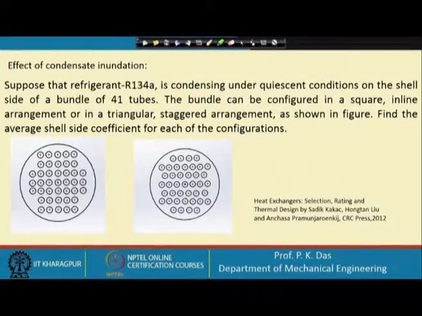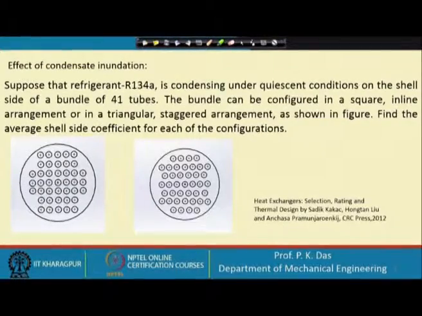bundle of 41 tubes. The bundle can be configured in a square inline arrangement, which is shown on the left, or in a triangular staggered arrangement, which is shown to the right as shown in the figure. Find the average shell side coefficient for each of the configurations.